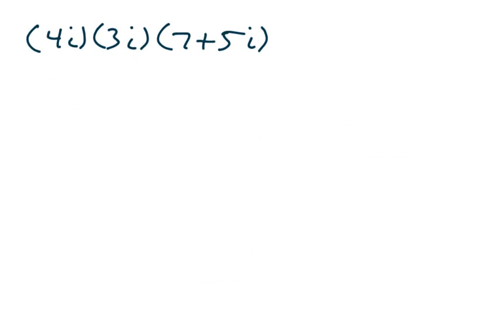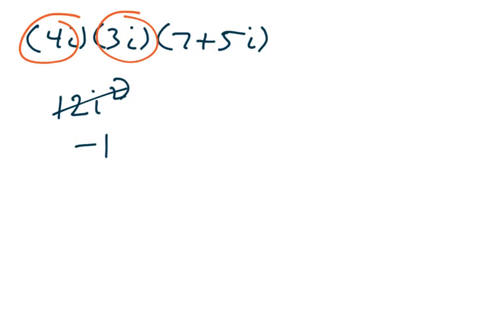Now what else would be? Oh, let's do another one. Because sometimes they add an extra i in there. So check this out. I'm going to do 4i times 3i first. And I'm going to get 12i squared, which is a negative 12. Remember, i squared is negative 1.